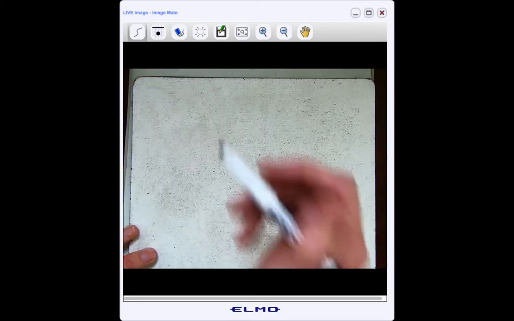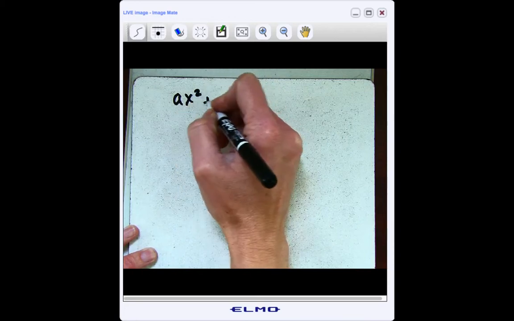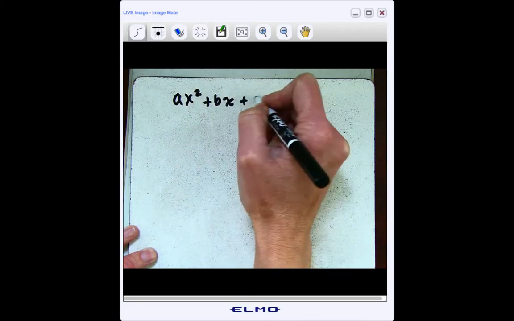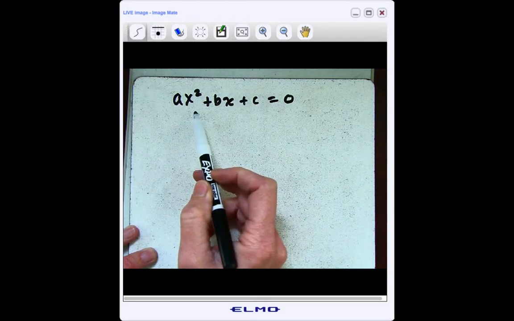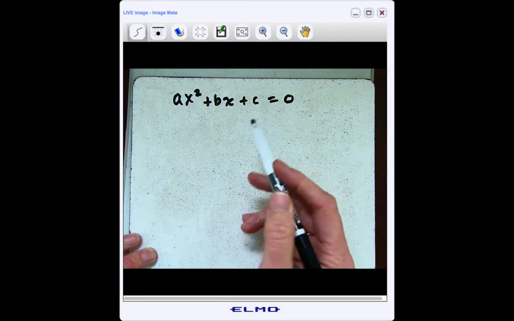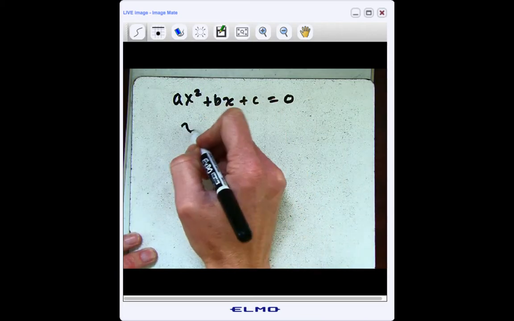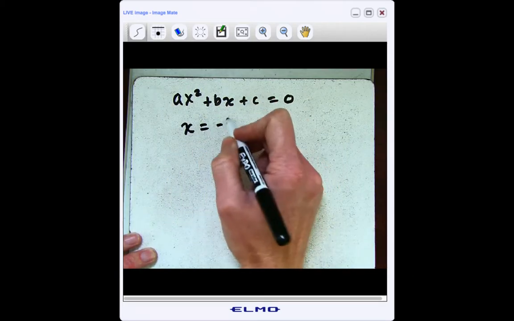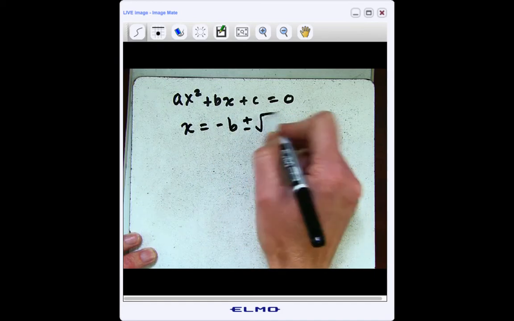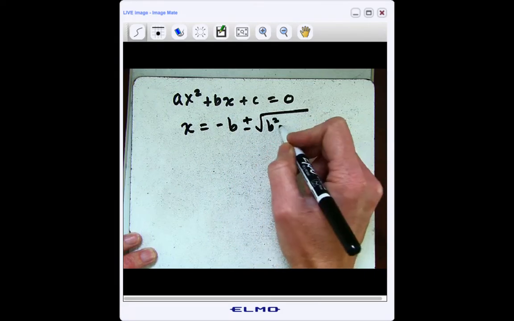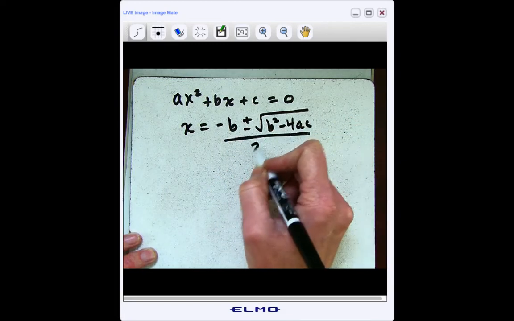Okay, so the quadratic formula is, if ax squared plus bx plus c equals 0, then you can find the value of x by just using what's called the quadratic formula. The quadratic formula says that x is equal to negative b, or opposite of b, plus or minus the square root of b squared minus 4ac, all of that divided by 2a.